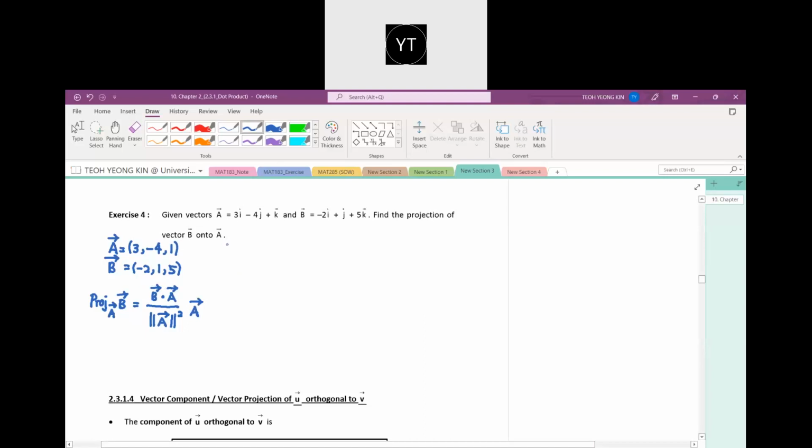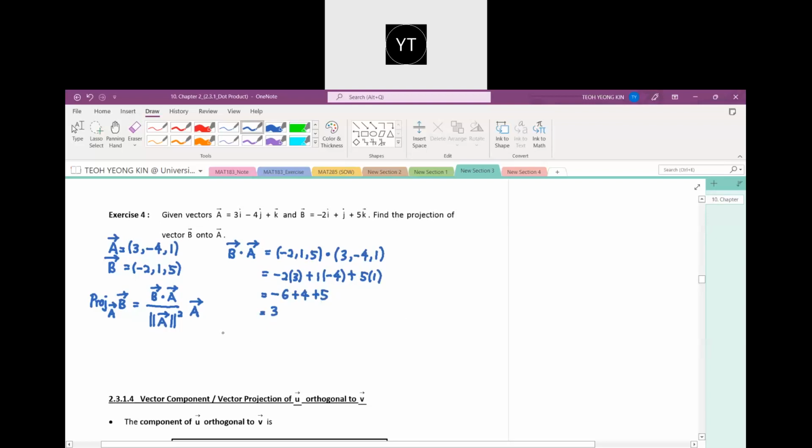Let's say I start with the dot product of vector B and vector A. So what is vector B? Which is -2, 1, and 5. Then multiply or product with vector A, which is 3, -4, and 1. So again here, multiply -2 times 3 plus 1 times -4 plus 5 times +1. So here we should have -6 plus 4 plus 5. So 9 minus 6 will be +3.